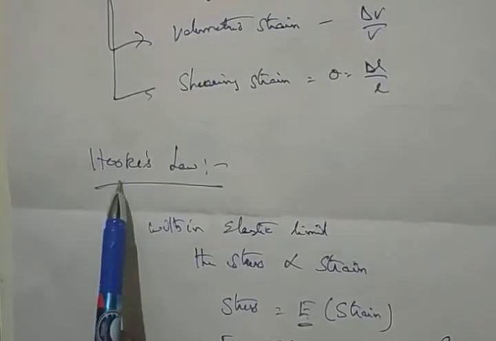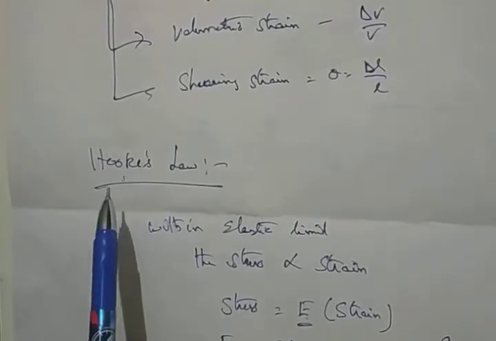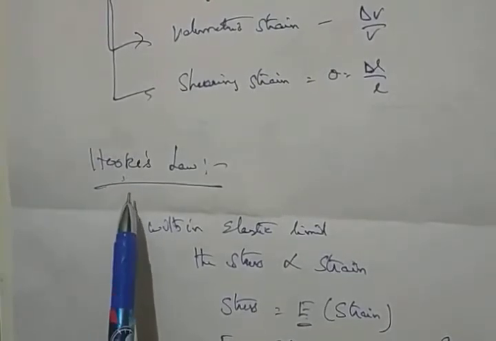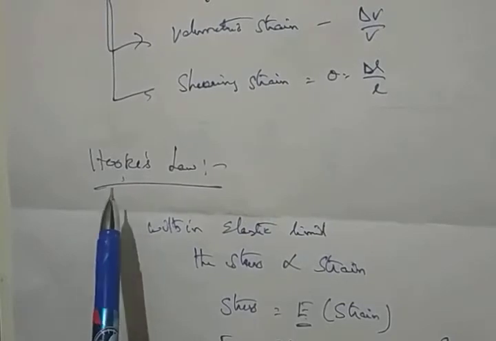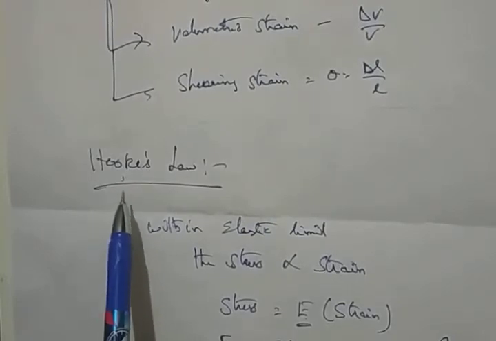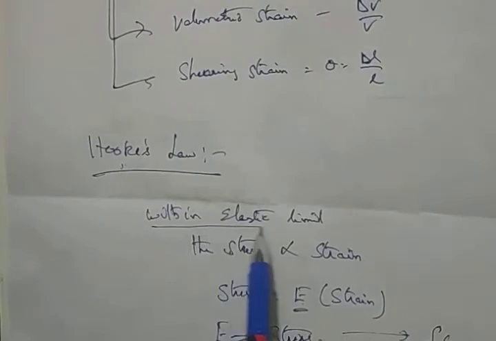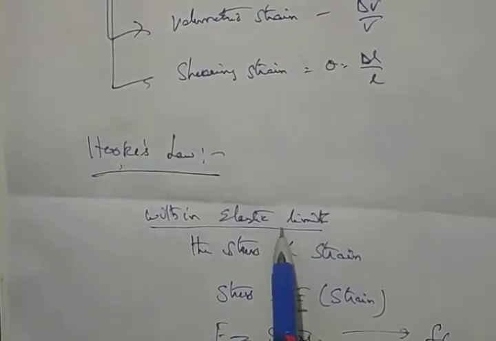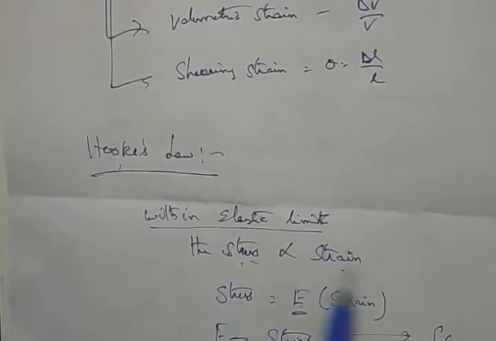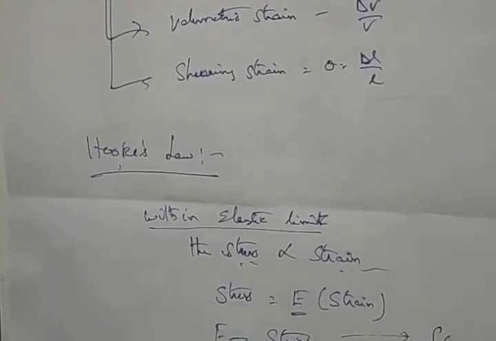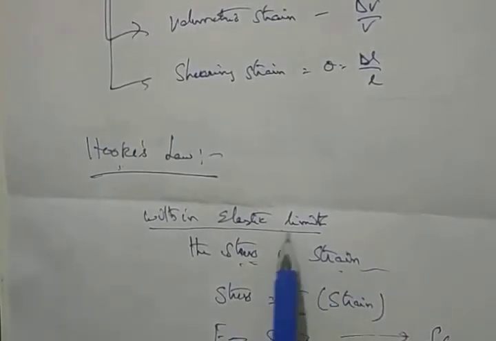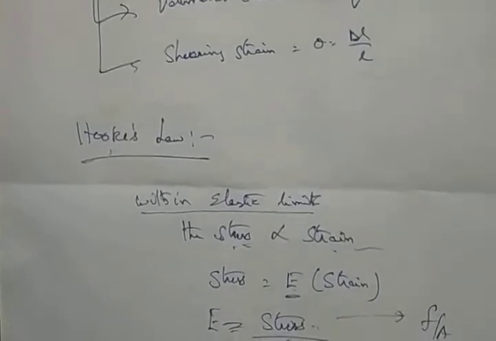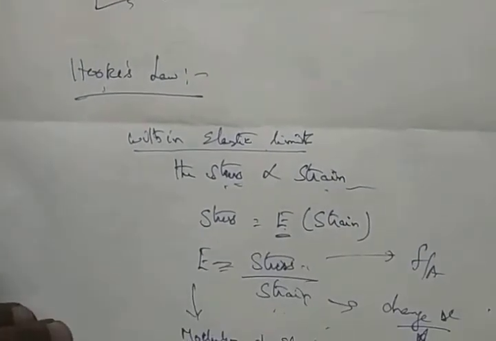This is called Hooke's law. Hooke gave this law and it is named after him. But what is the condition for Hooke's law? Within elastic limit. Everything should happen within this limit. Beyond this limit, it is not proportional. You cannot demand this proportionality if it is not within the limit. Alright, so that's quite important here.